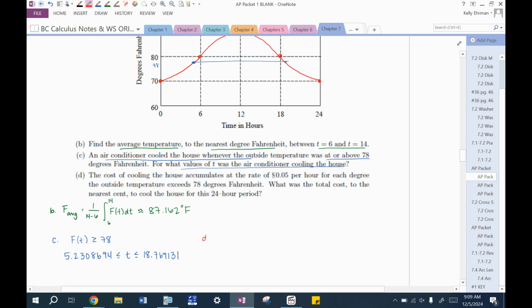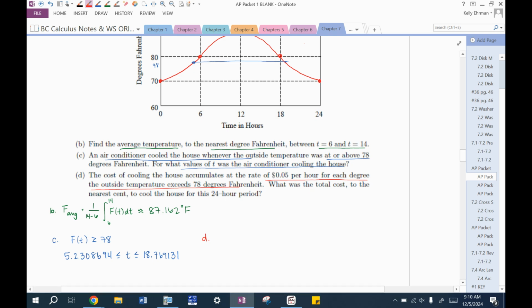And then for part D, the cost of cooling the house accumulates at a rate of 5 cents per hour for each degree the outside temperature exceeds 78 degrees Fahrenheit. So if the outside temperature is 78 and the air kicks on, you're not charged anything extra, right? But if the temperature is 80 degrees, then I'm going to get charged 2 degrees over times 5 cents. So 10 cents if the house hits 80 degrees. And if it sustains that for a long time, then it would be 10 cents times however many hours that is, right?